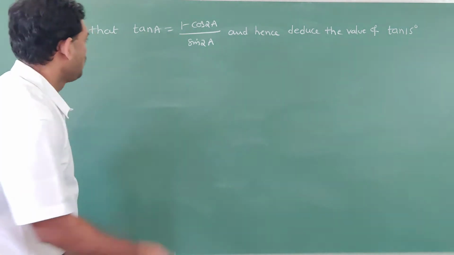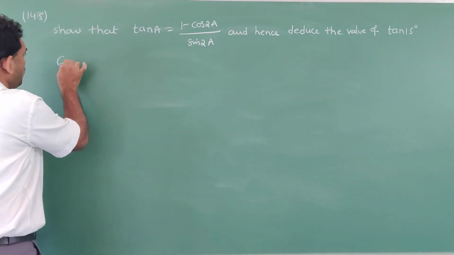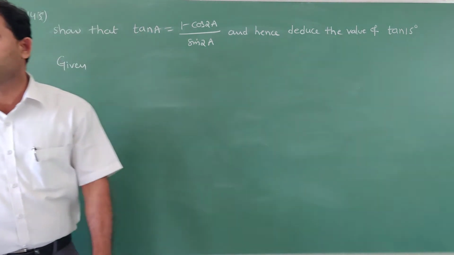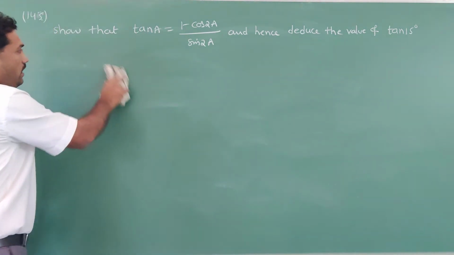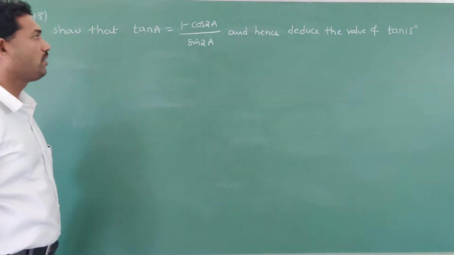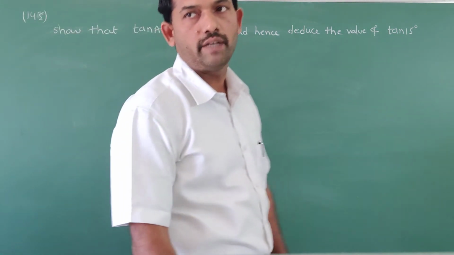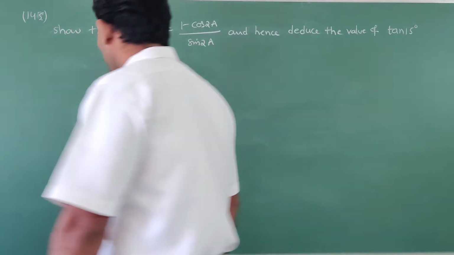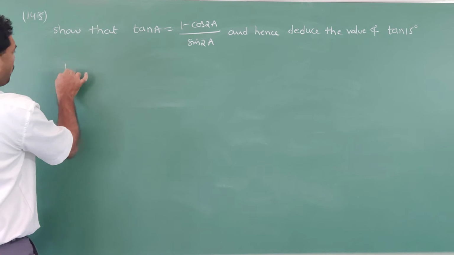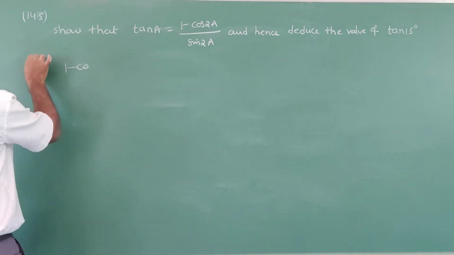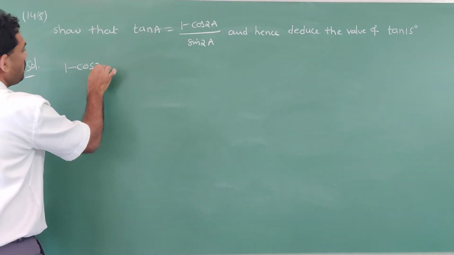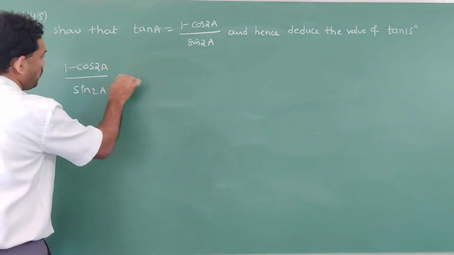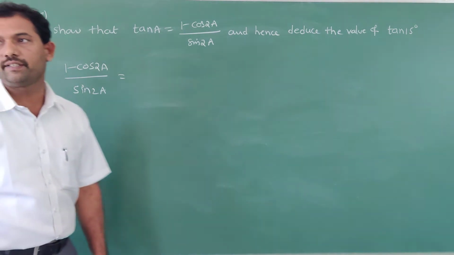Using this question, you have to simplify tan 15 degrees. See how? Remember this point. So first we have to show this value. Tan A is equal to 1 minus cos 2A divided by sin 2A. So you take that RHS value. RHS value is what? 1 minus cos 2A divided by sin 2A.